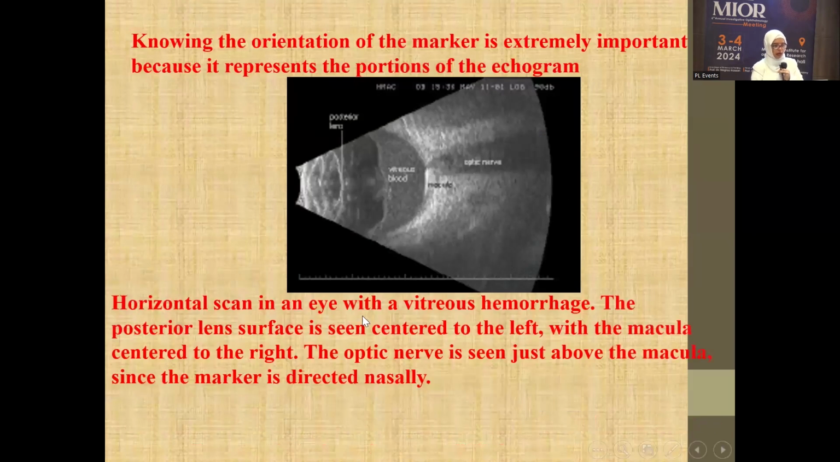Horizontal scan in an eye with vitreous hemorrhage, the posterior lens surface is seen centered to the left with macula centered to the right, here the macula, while the optic nerve is seen just above the macula since the marker is directed nasal.